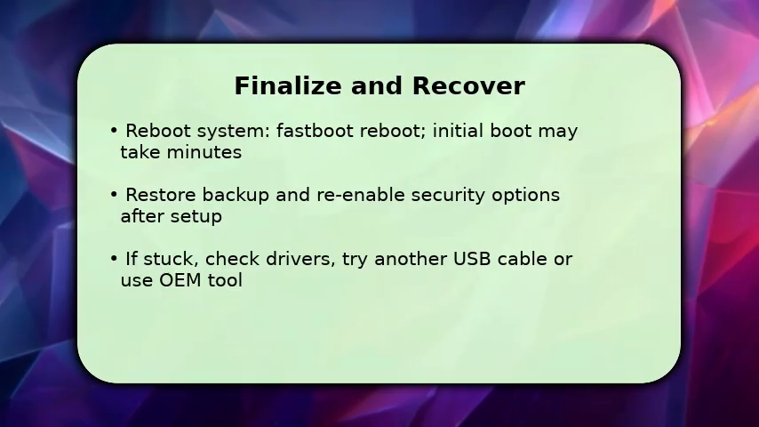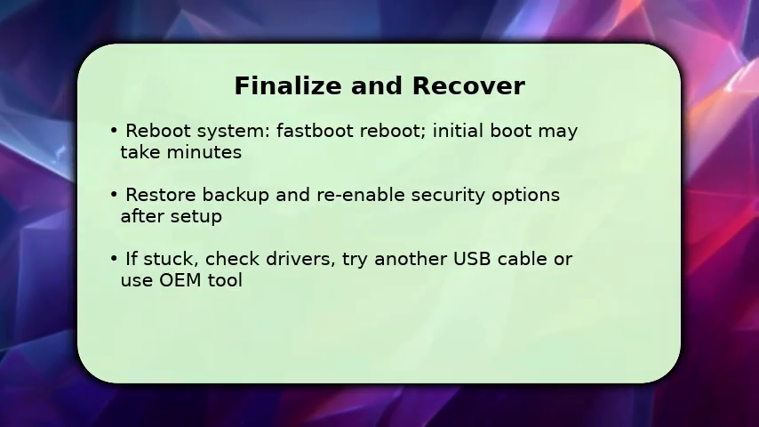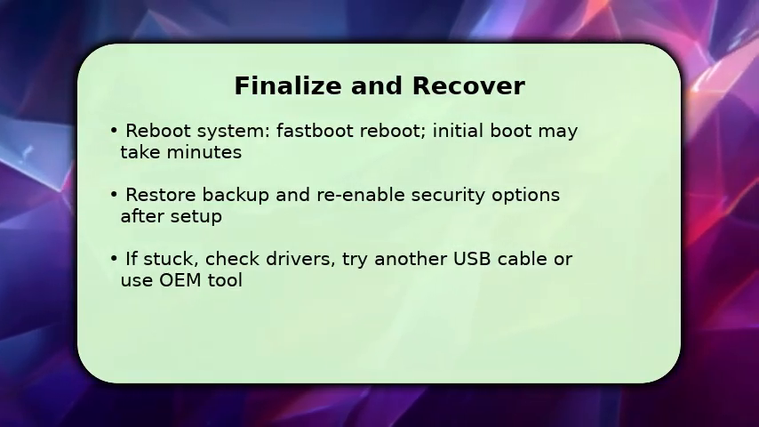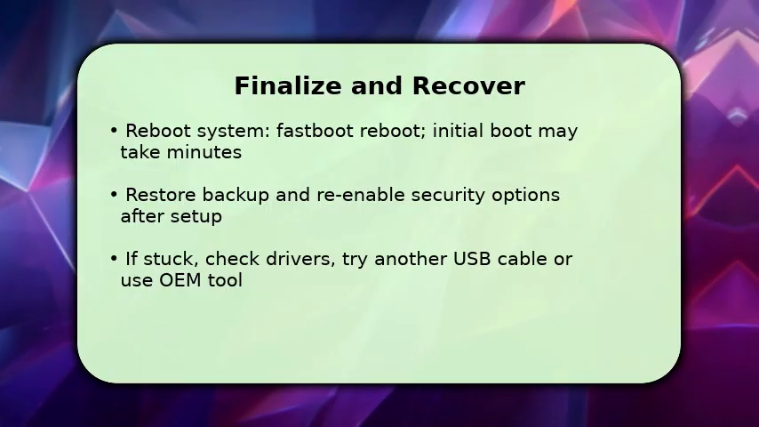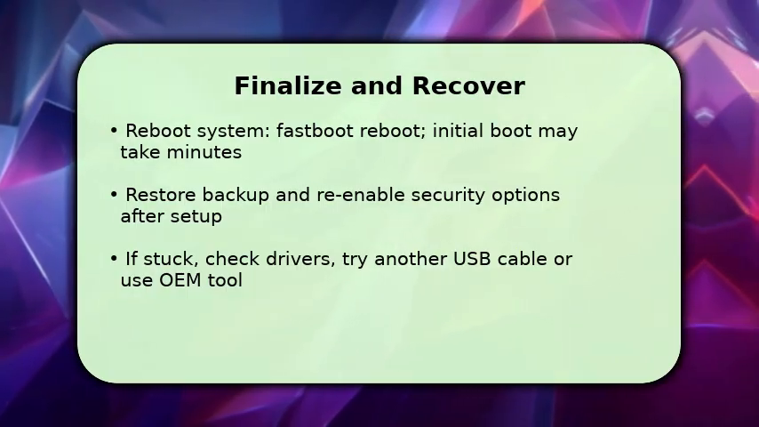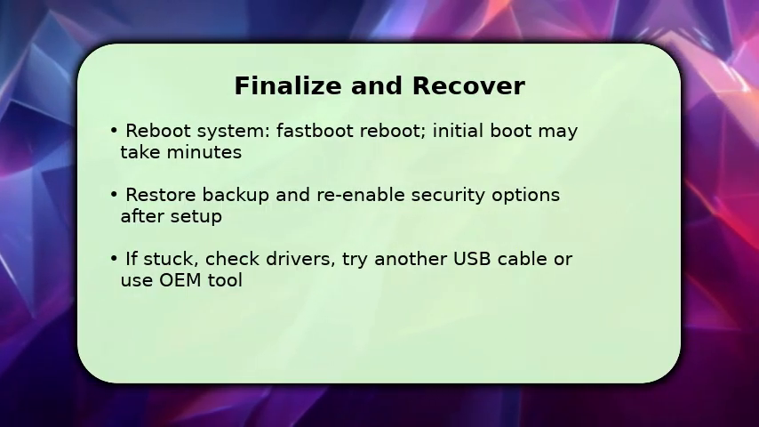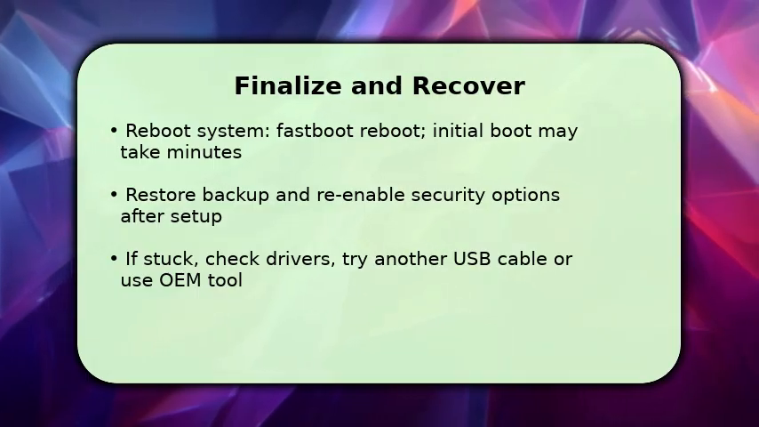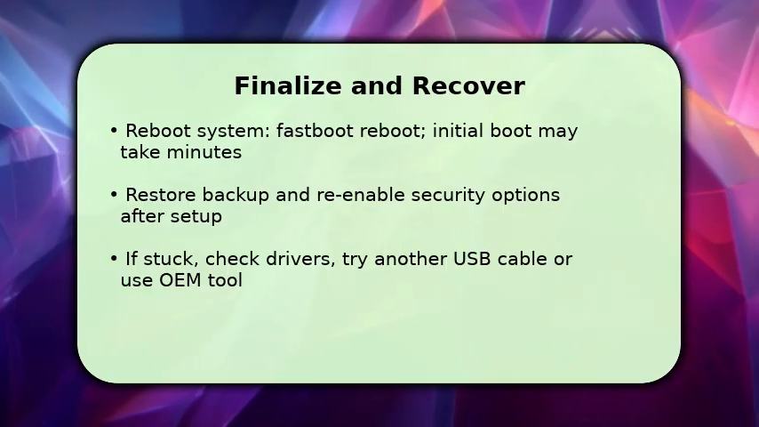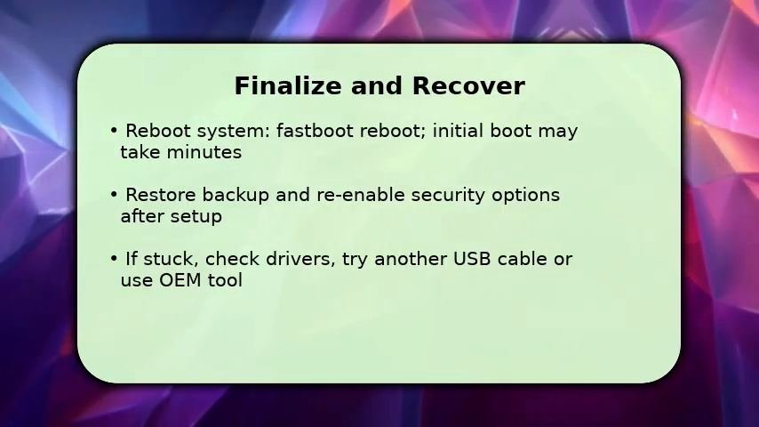You finish by rebooting and restoring user data, and you'll know it worked when the device boots into the OS without OEM lock warnings. After fastboot reboot, wait patiently. First boot can be several minutes while partitions rebuild. Once booted, set up your account and restore the backup, then re-enable screen lock and any encryption you need.